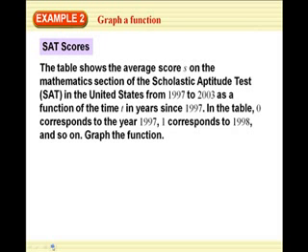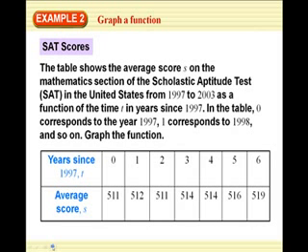Graph the function. So we make a table, okay? Or you'll see, right here's the table, they give us this. So 0, the average score was 511, this is in 1997. In 1998, the average score was 512. In 1999, and so on, all the way up to the year 2003. So it says to graph that function.